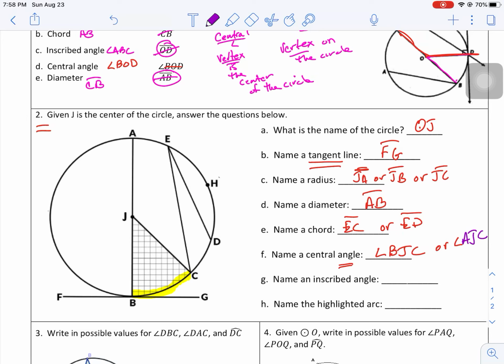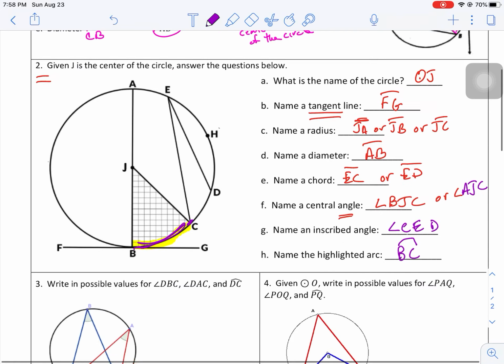And then we go to an inscribed angle. And right now I only see 1 inscribed angle. And we kind of used it already with chords. From C to E to D. Again, the vertex, that's the point of the angle, is the middle letter, C, E, D. Okay? And then last but not least, name the highlighted arc. That's this out here, and that's just B to C, but we have to use the arc symbol. All right, not too bad.